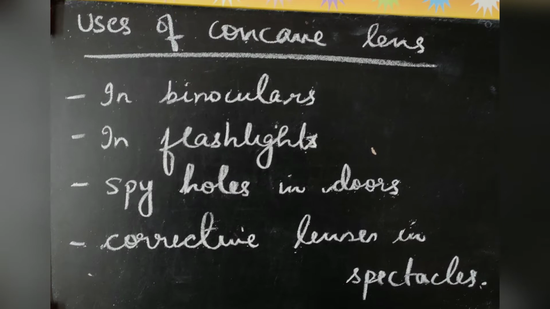Uses of concave lens. Concave lenses are used in binoculars, in flashlights. As it is a diverging lens, it spreads the light falling on it. They are also used in spy holes in doors and as corrective lenses in spectacles, which we will be discussing in the next chapter. That is when we study the defects of vision.